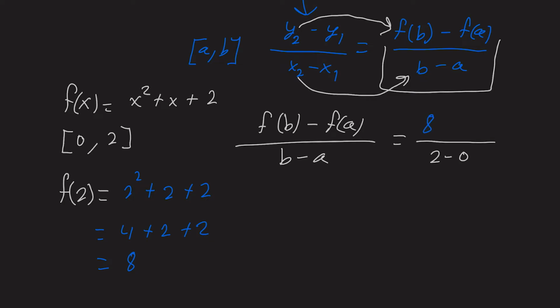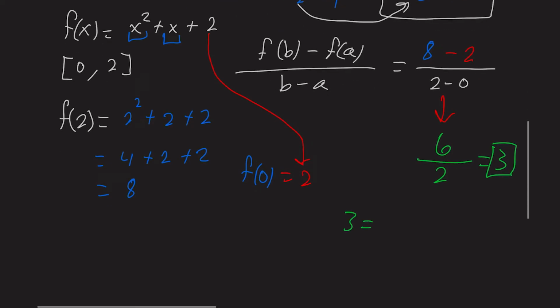We plug in 0, which means this whole term evaluates to 0, this whole term evaluates to 0, and we are given that f of 0 is all that is remaining, our constant 2. 8 minus 2, okay? So we're going to bring this down, re-simplify it once more, and we get 6 over 2 equals 3. That, gentlemen and ladies, 3 is going to be our average rate of change on the interval.